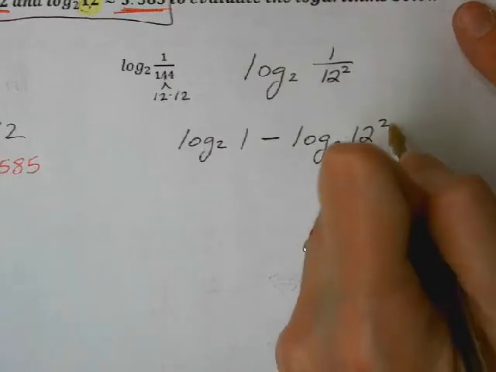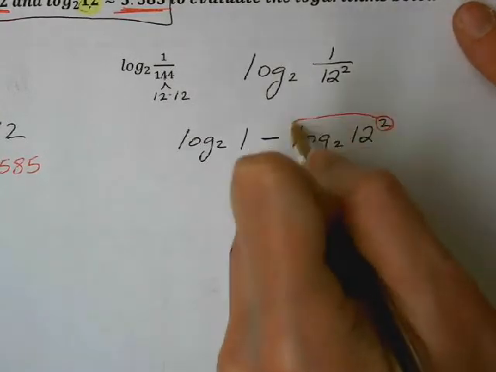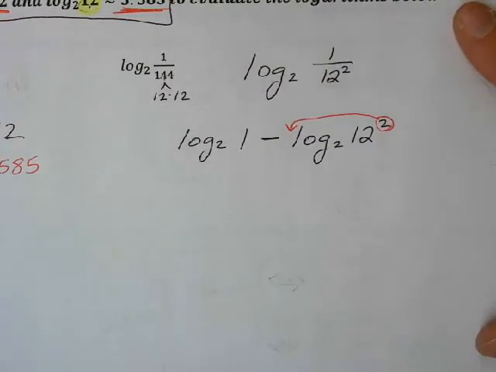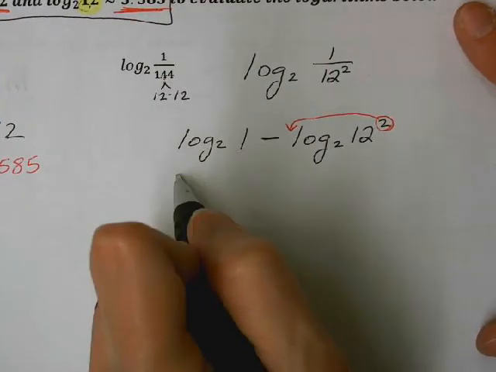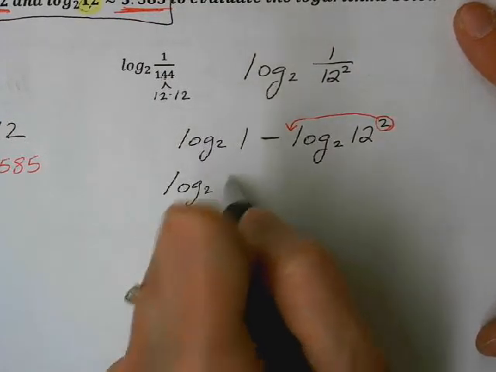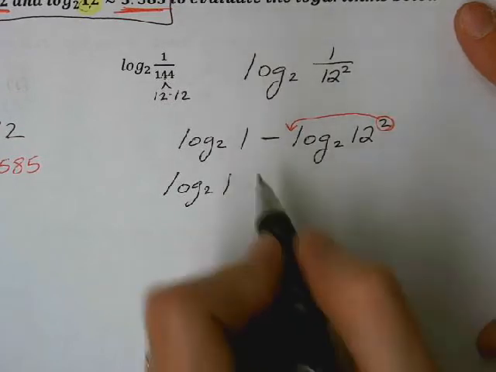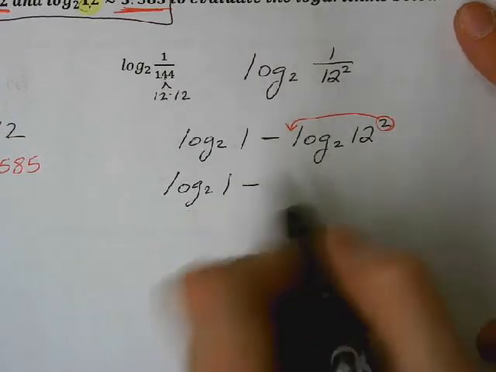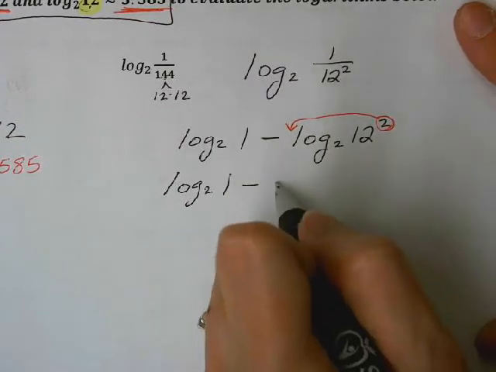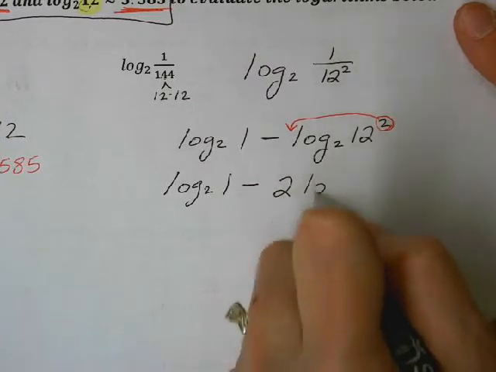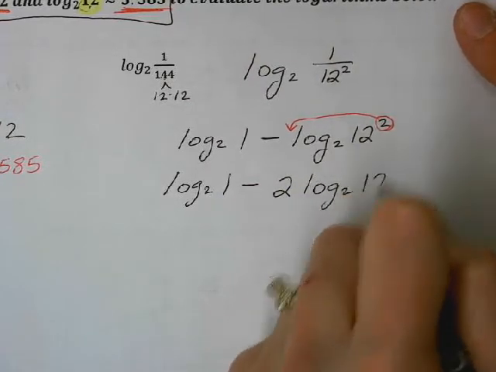When it's a fraction, it's a minus problem. Okay, then we have this 12 squared. That's a power property. You want to pull that in front. So now we have log base 2 of 1 minus 2 log base 2 of 12.